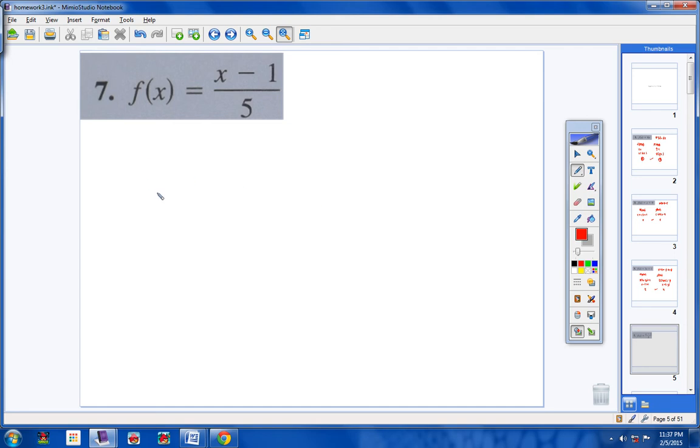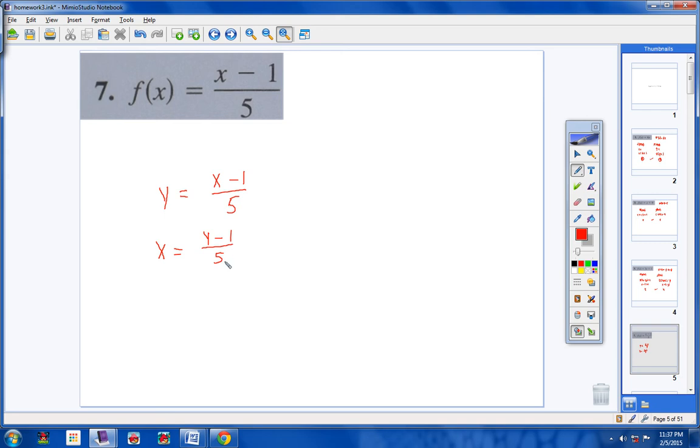Let's see. Where the y is, I'm going to put an x, and where the x is, I'm going to put a y. Now, to get y by itself, the first thing we want to do is get rid of our fraction. So I'm going to multiply both sides by 5.